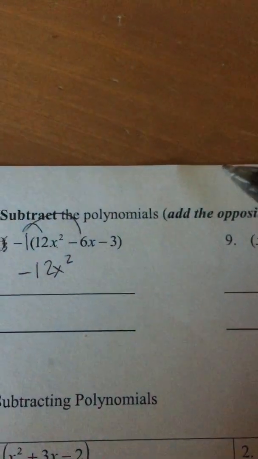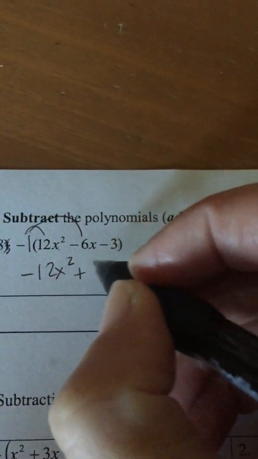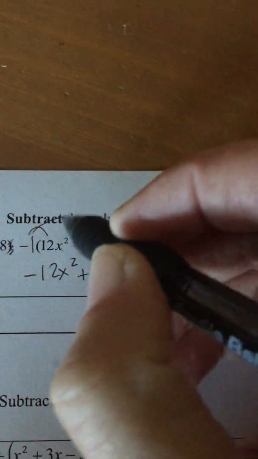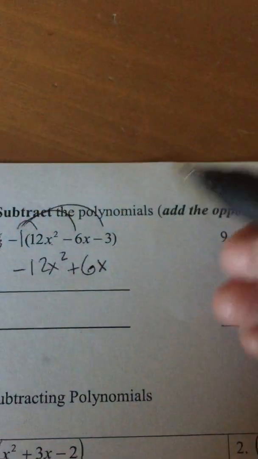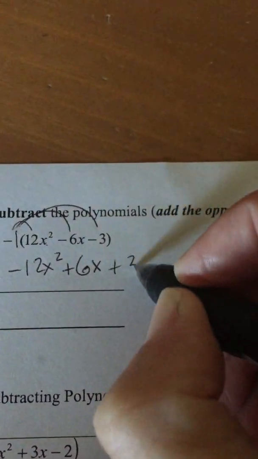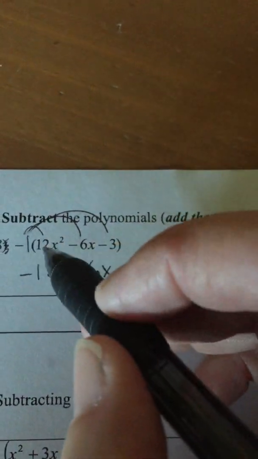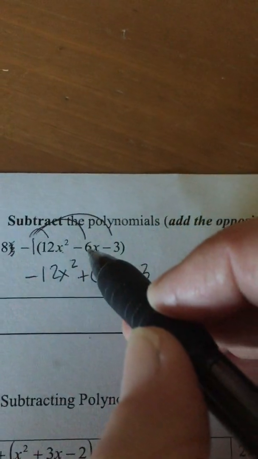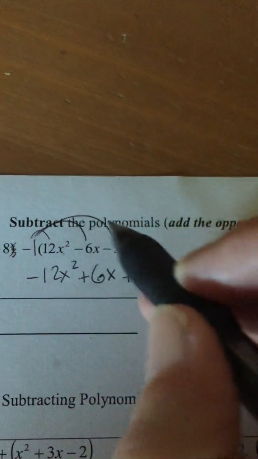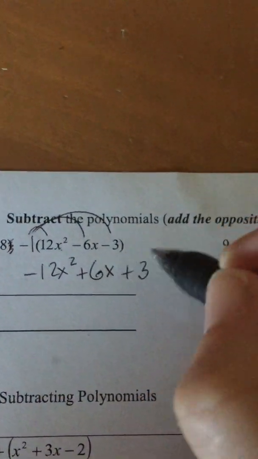Negative 1 times negative 6 is a positive 6, and the x stays with it. Negative 1 times negative 3 is a positive 3. And you can do that math in the calculator. Negative 1 times 12, it'll tell you that. Negative 1 times negative 6, it'll tell you that. Negative 1 times negative 3, it will tell you that.